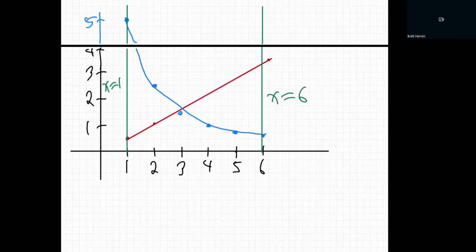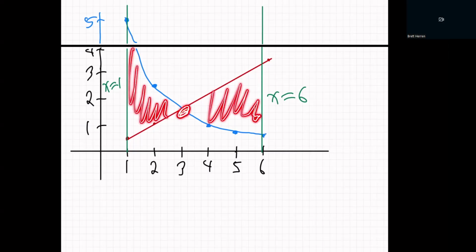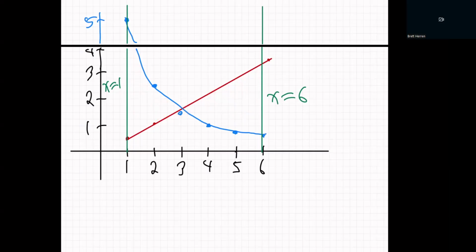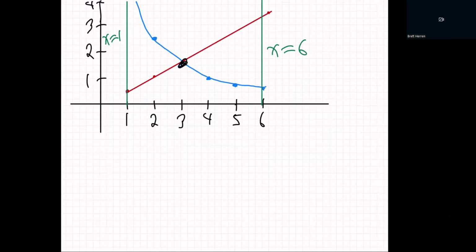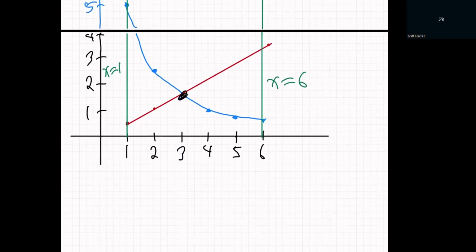So we want the region captured by those functions. Actually, two regions. That's this section and this section. See how it's in two sections? And they intersect at 3, like we already found. That's not a very good graph, but good enough. So we're going to have two separate integrals. This is the first integral. It's going to go from 1 to 3.